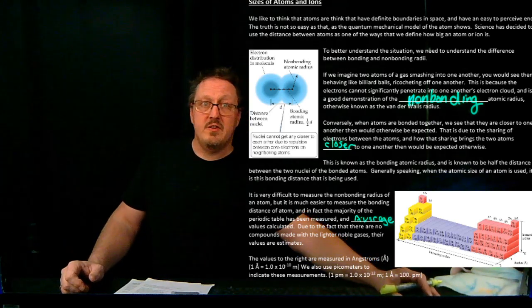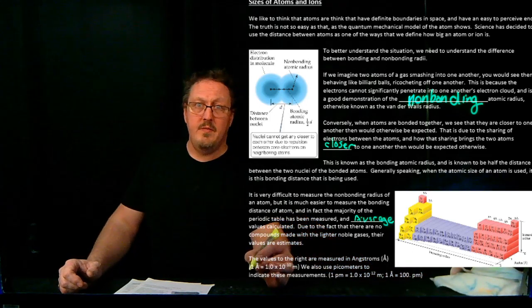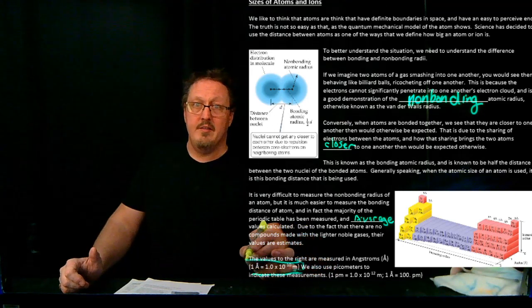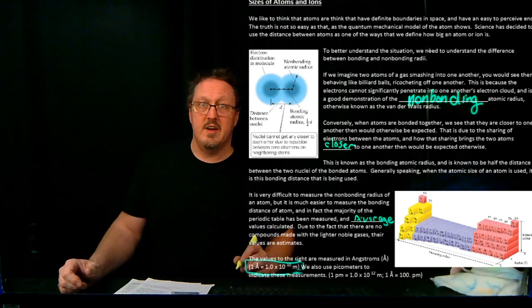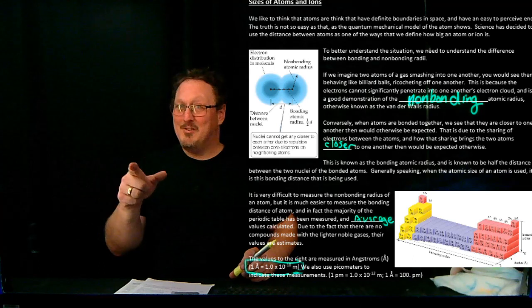Now, when we measure these things in angstroms, what I want you to know is the conversion factor for that is right here. 1 angstrom is equal to 10 to the negative 10 meters. That is a very valuable conversion that I need you to have written down on your conversion sheet. If you don't have that done yet, make sure you do, please.